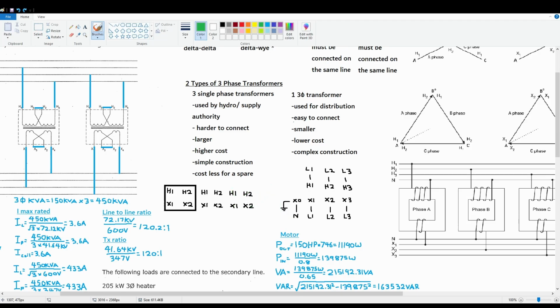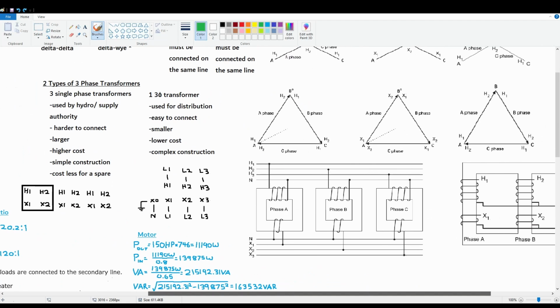For the three-phase transformer, it's most commonly used for distribution, easier to connect, smaller, and lower cost. They have a more complex construction, which is why it'll be more expensive to replace the whole thing if this breaks down. Single-phase transformers are much simpler in construction. These are also harder to connect because you're connecting three individual transformers together.